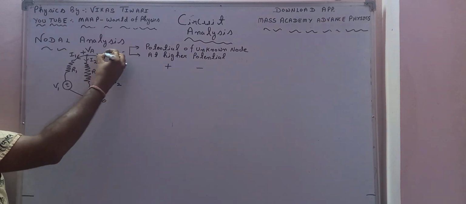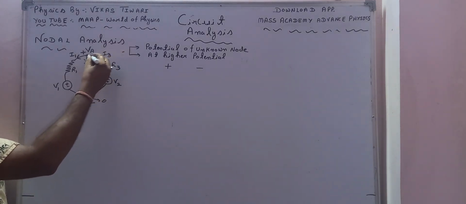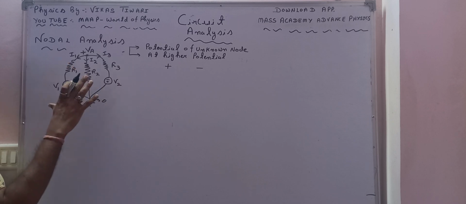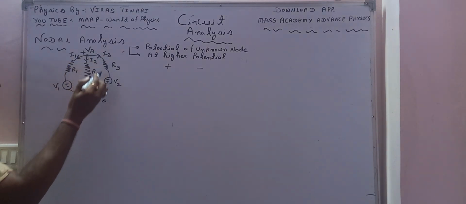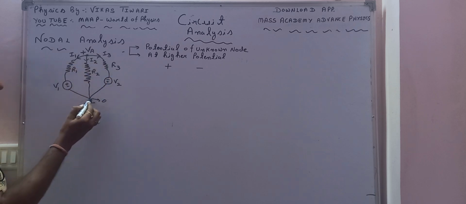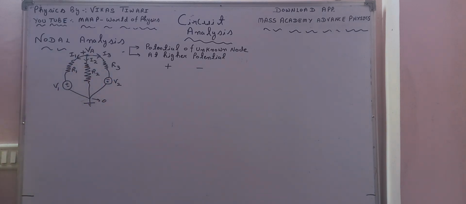So the current flows, because the flow of current is from higher potential to lower potential. That's why I have considered it at higher potential. So the current flows in this branch in this particular direction. This is the convention that we have already taken. Now I will talk about a simple rule regarding that.